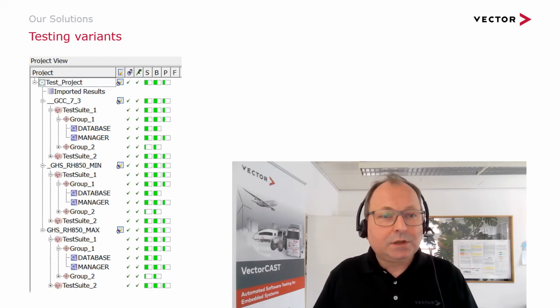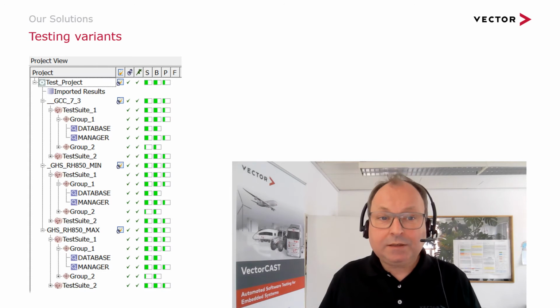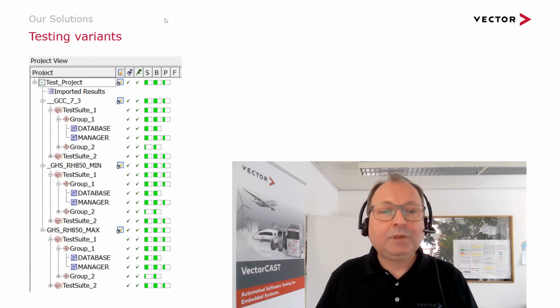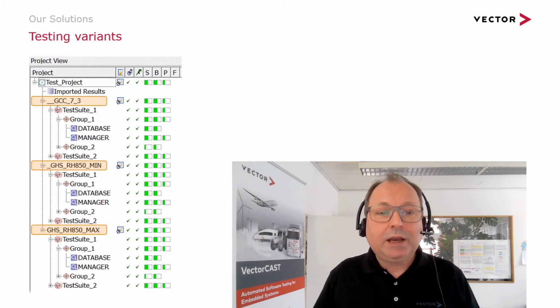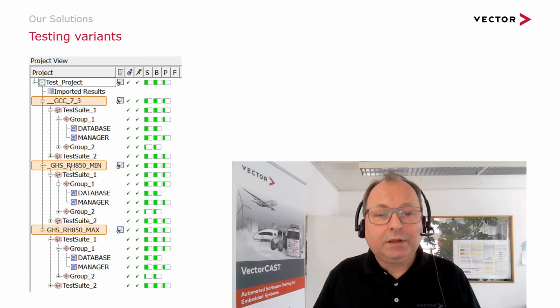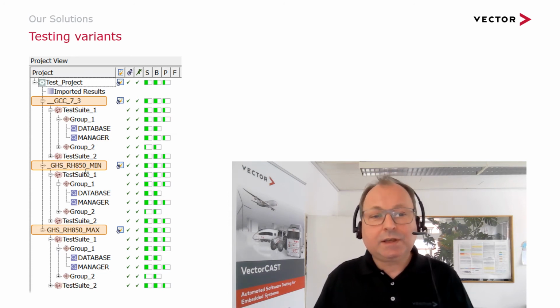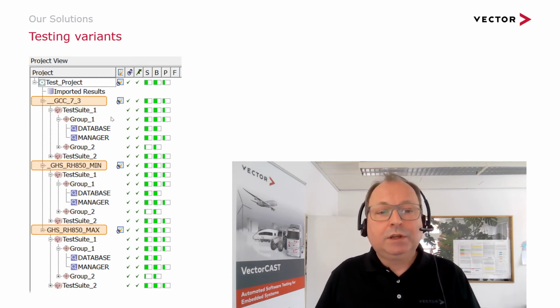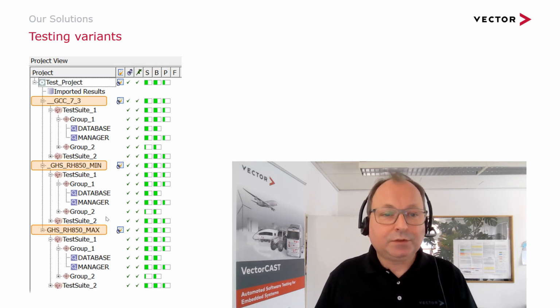And this is shown on this slide. This is a screenshot of a VectorCAST project, a project view, a test view, where we have 3 different compiler nodes. GCC compiler, Green Hills compiler as an example, on an RH850 board with a minimum configuration. That means hash defines are set where some code is eliminated. And then we also have a maximum configuration. So an example of 3 different compiler configurations.